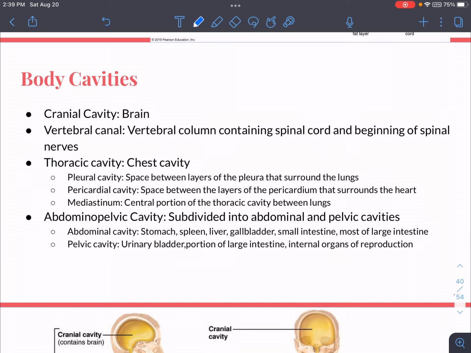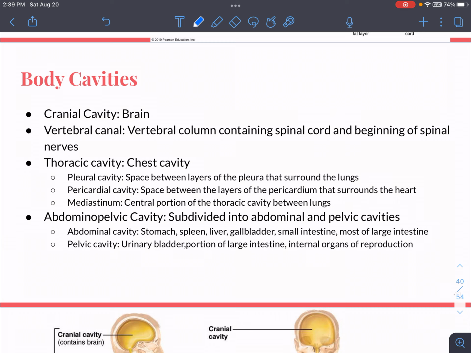So that abdominal cavity has the stomach, spleen, liver, gallbladder, small intestines, and most of the large intestine. While the pelvic cavity has a urinary bladder, portions of the large intestine, internal organs of reproduction. So the uterus, the ovaries, those are internal organs.